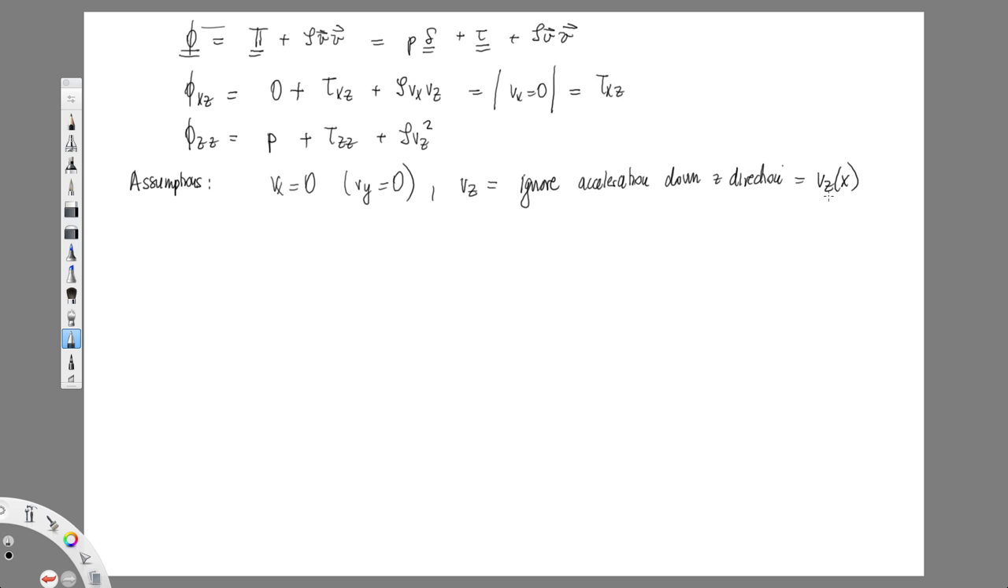All right. So my phi xz is then tau xz. And here I have tau xz. What is tau xz? Based on, so now I'm applying Newtonian fluid.